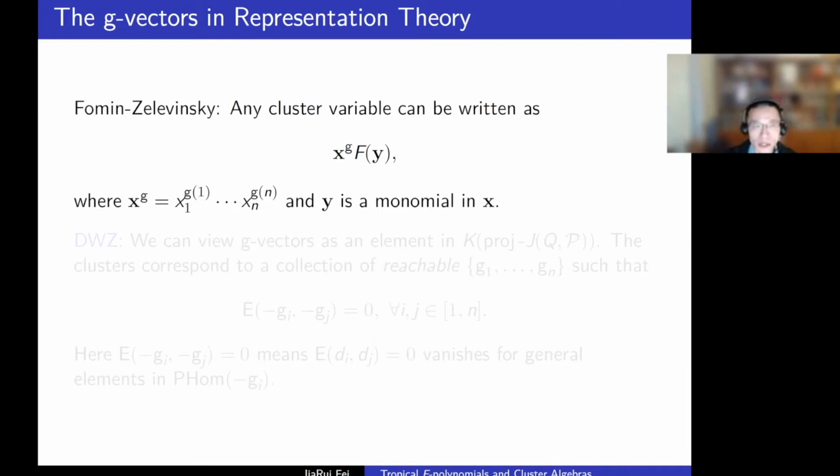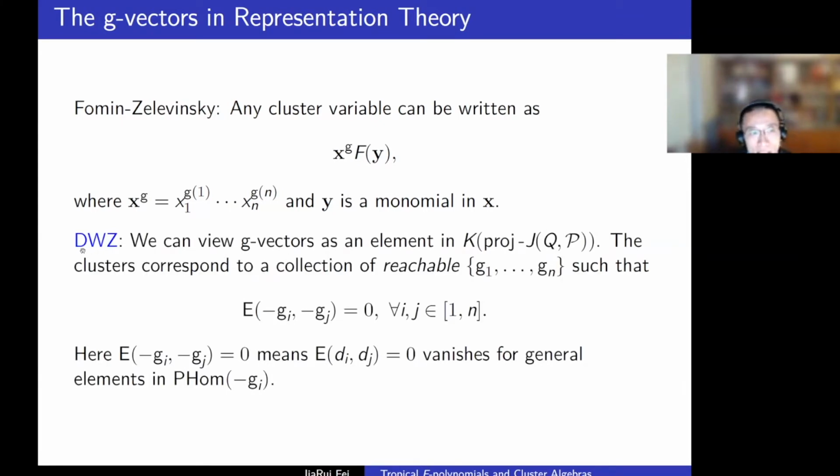So here is an observation. Sorry, it's a result of Fomin and Zelevinsky. They proved that any cluster variable can be written as follows: x to the degree g, where I used this vector notation, times a polynomial F_y, and y is a monomial in x. In fact, there's an explicit formula for y, but let us ignore this.